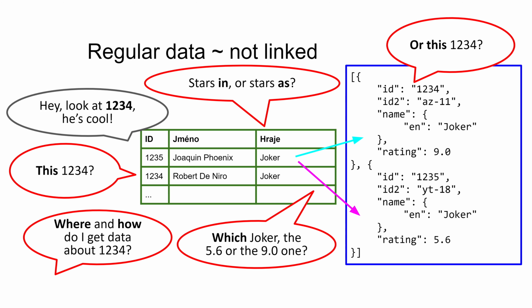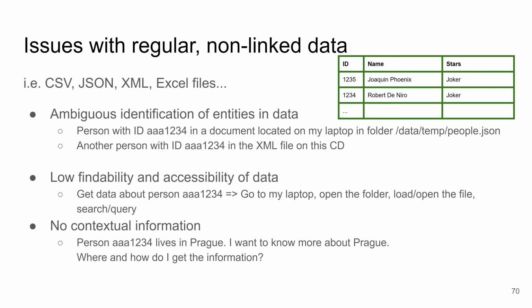And it is a big difference because one of the movies has a rating of 9, the other has a rating of 5.6, which is a difference. So the problems here are ambiguous definition, identification of entities in data, and we already know what leads to solving this problem because we already talked about identifying entities on the web using IRIs.